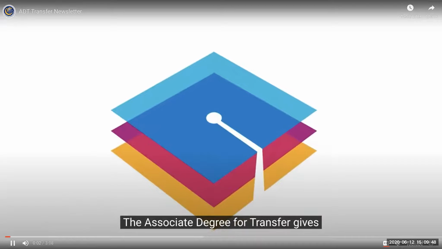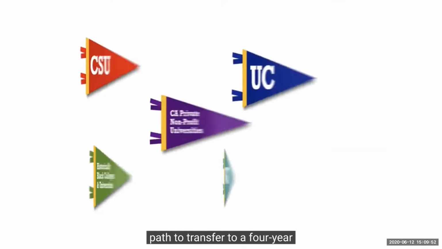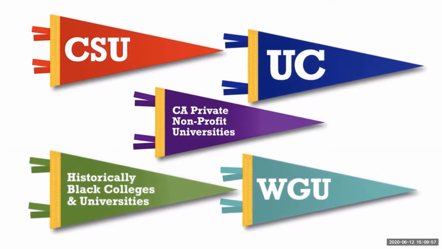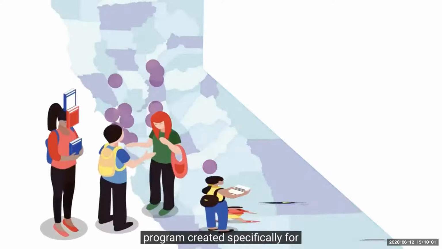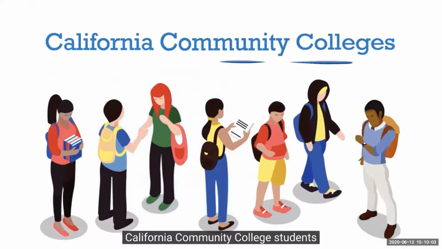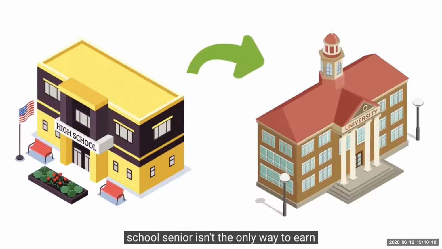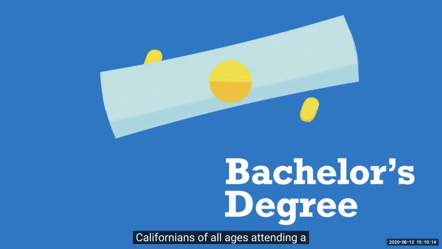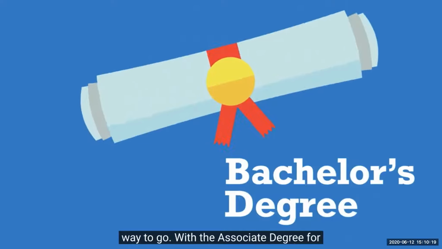The Associate Degree for Transfer gives community college students a streamlined path to transfer to a 4-year university. And now there are more choices than ever throughout the Golden State. The Associate Degree for Transfer is a program created specifically for California community college students, because applying directly to a 4-year college or university when you're a high school senior isn't the only way to earn your bachelor's degree. In fact, for Californians of all ages, attending a community college first can be a smart way to go.